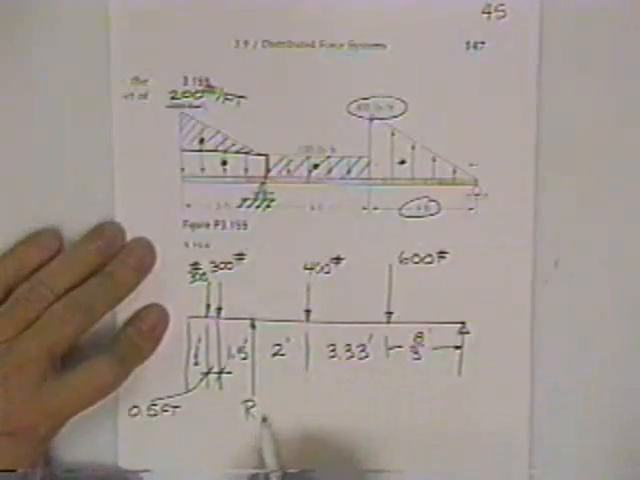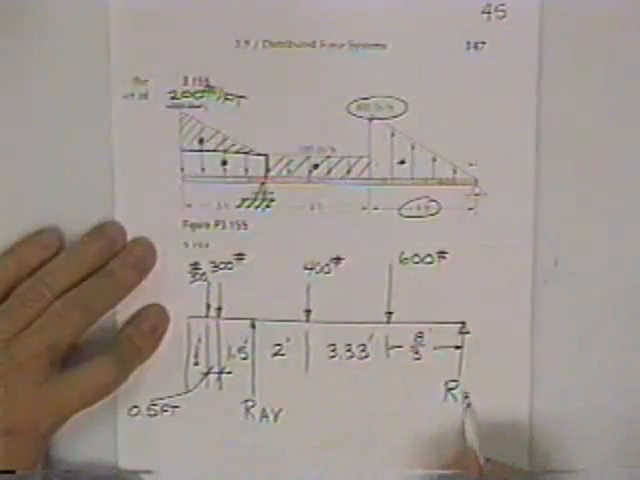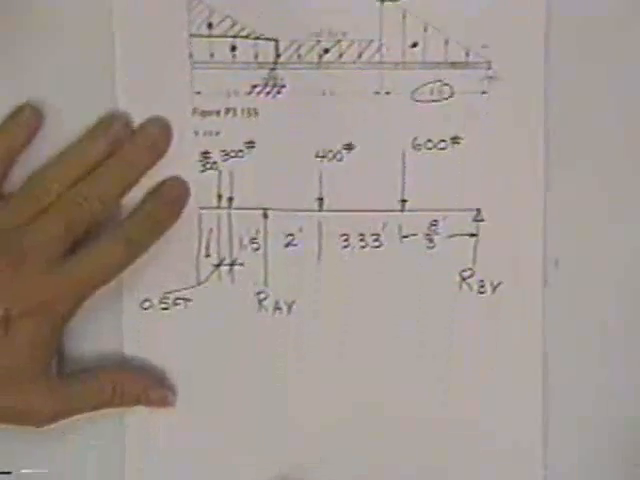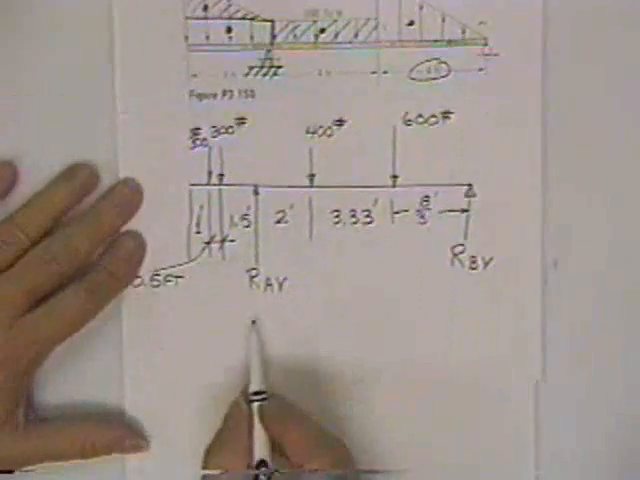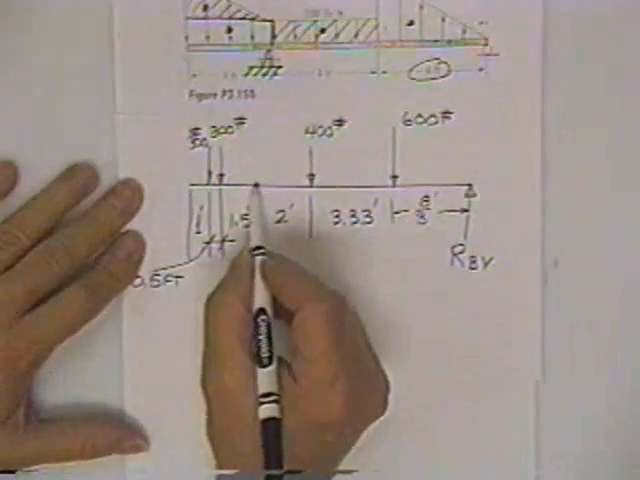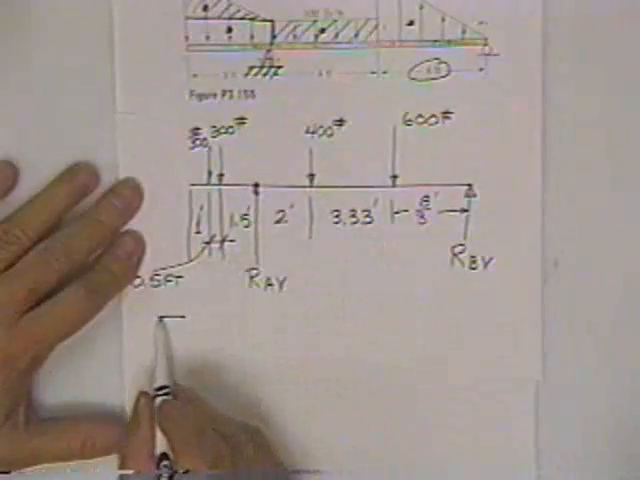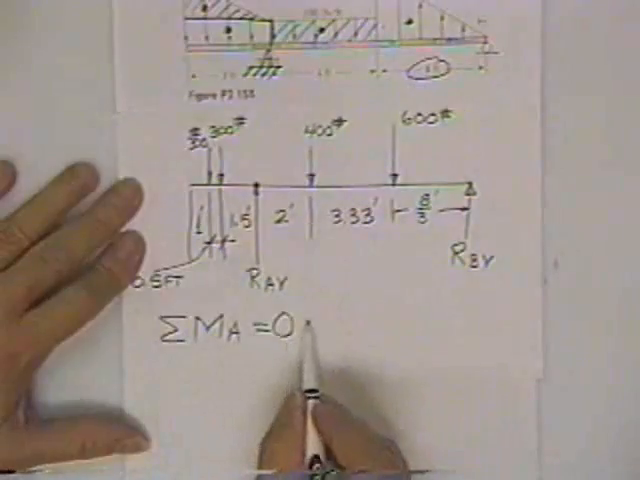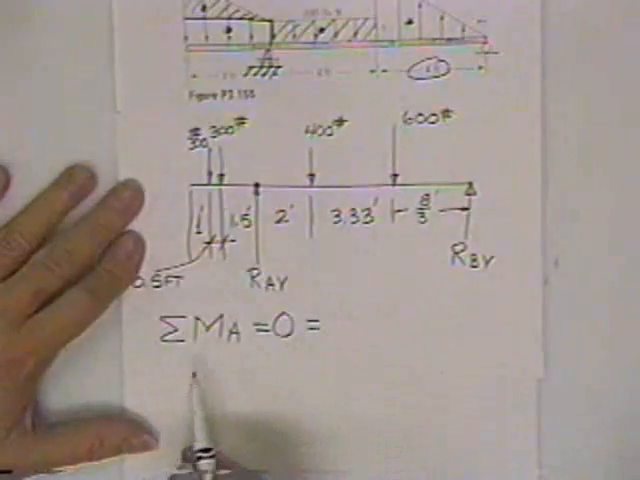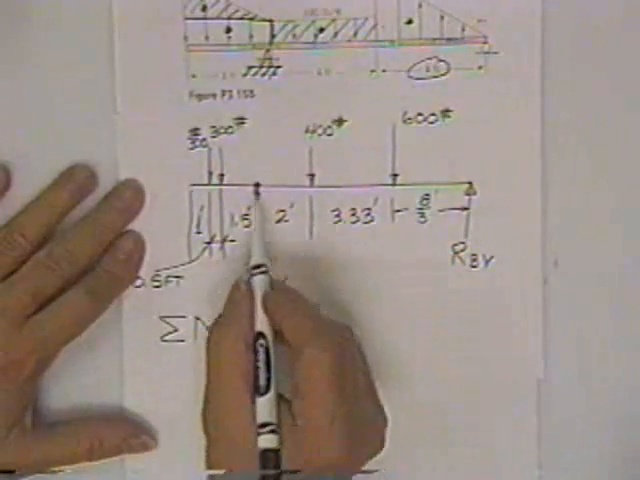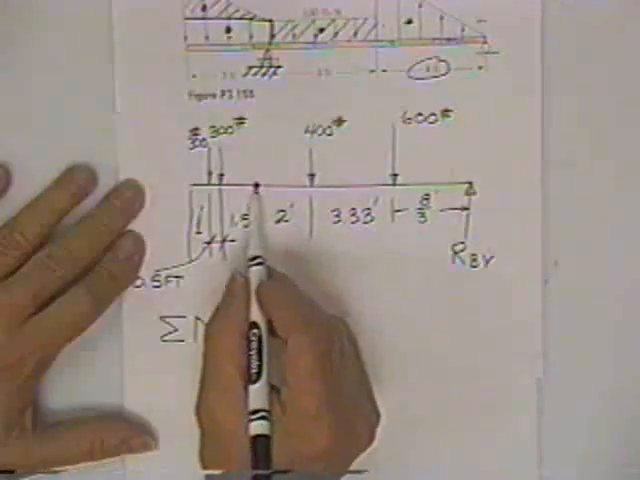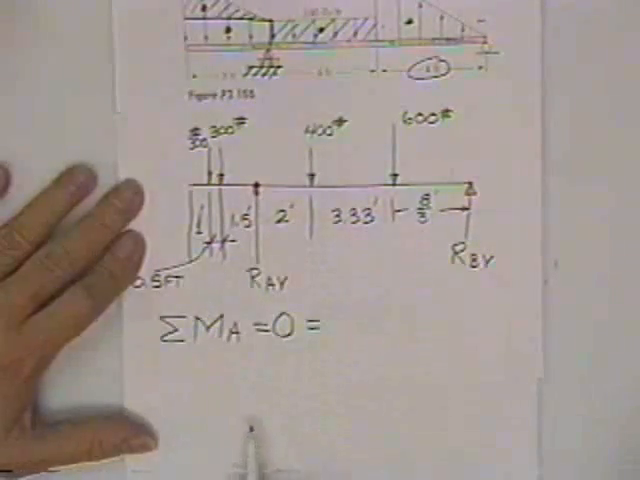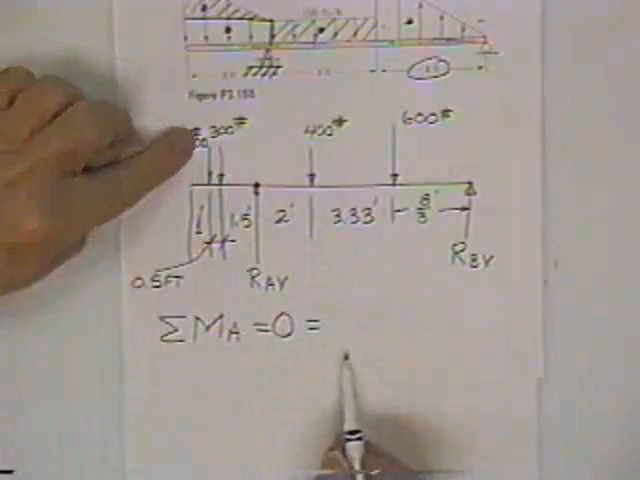This is the reaction at some point vertical. You solve this problem by summing moments about point A equal to 0. That's your most powerful equation. It allows you to get rid of one of your unknowns by picking that as your point of summing moments. And then it's just like we did before.